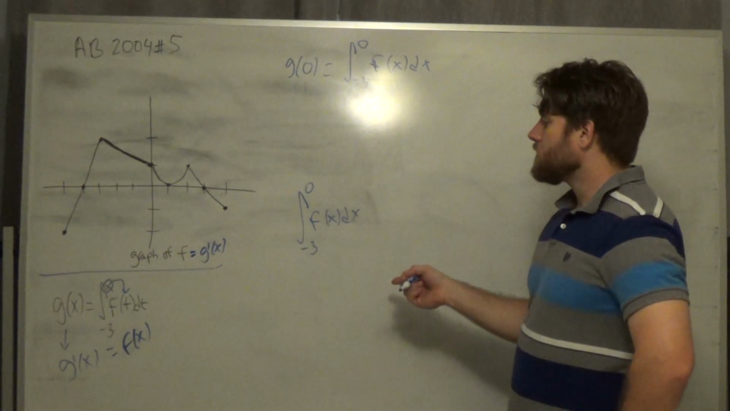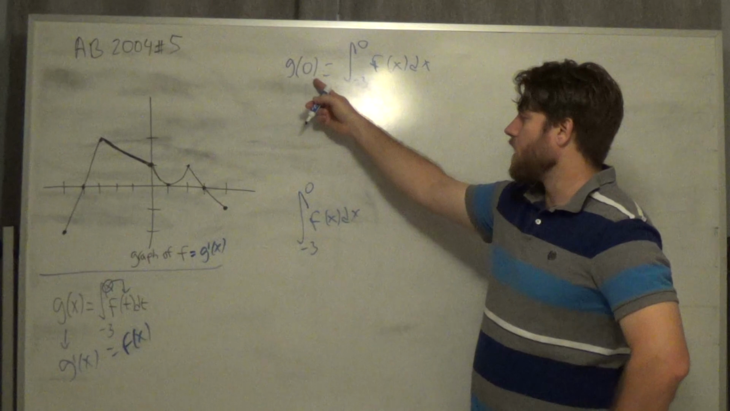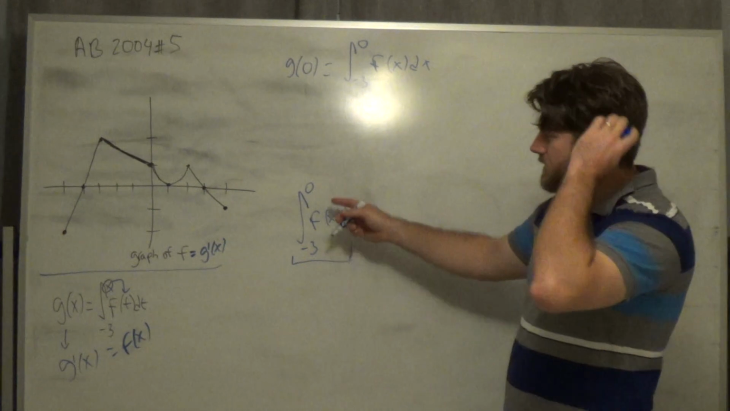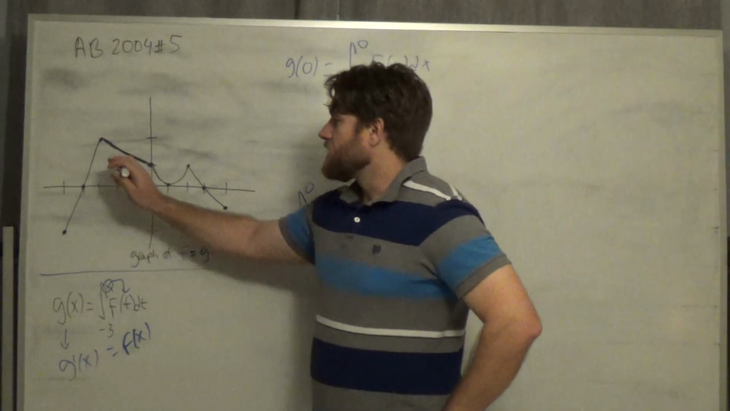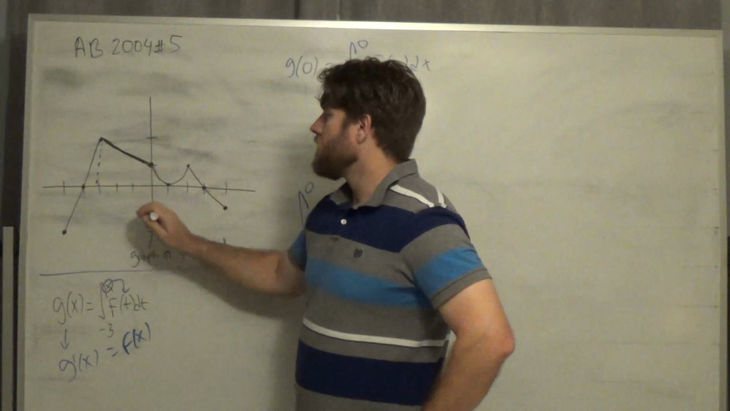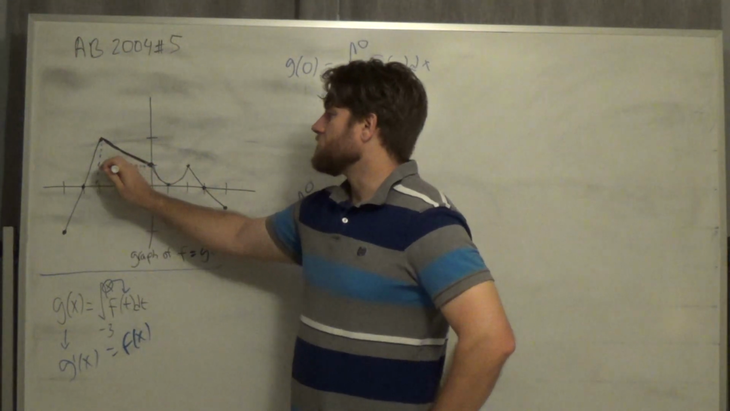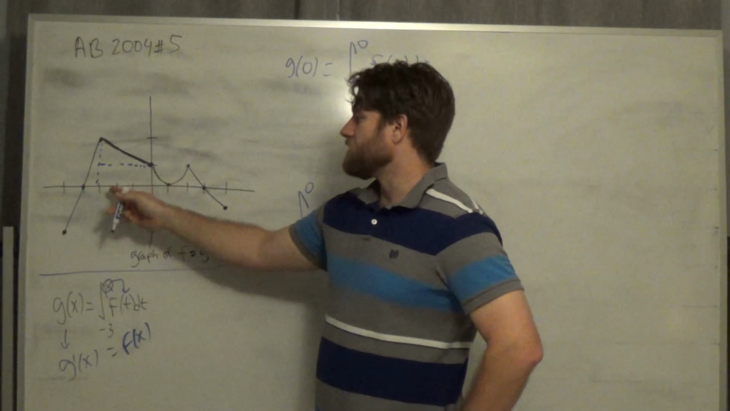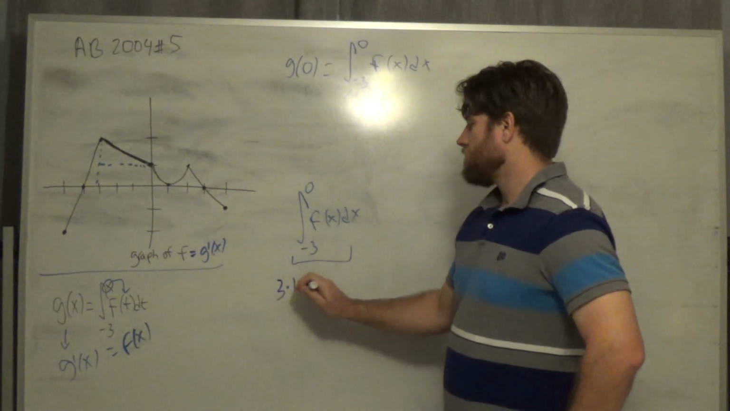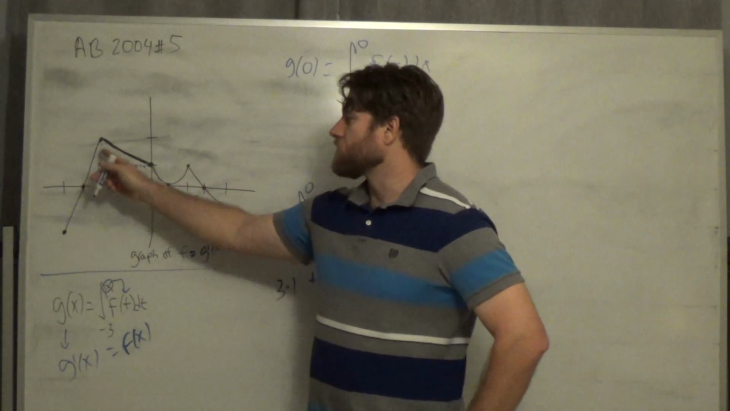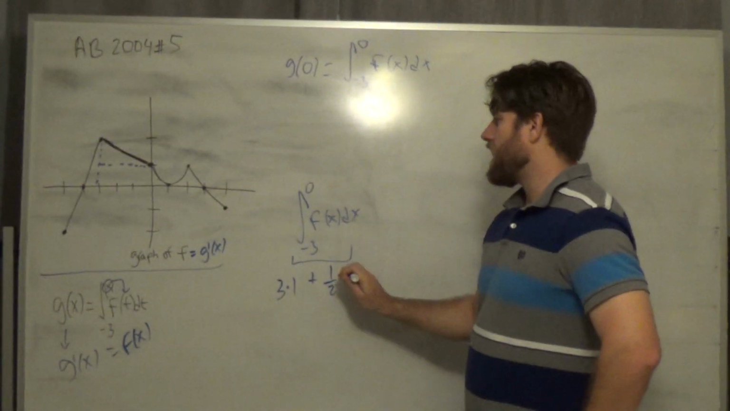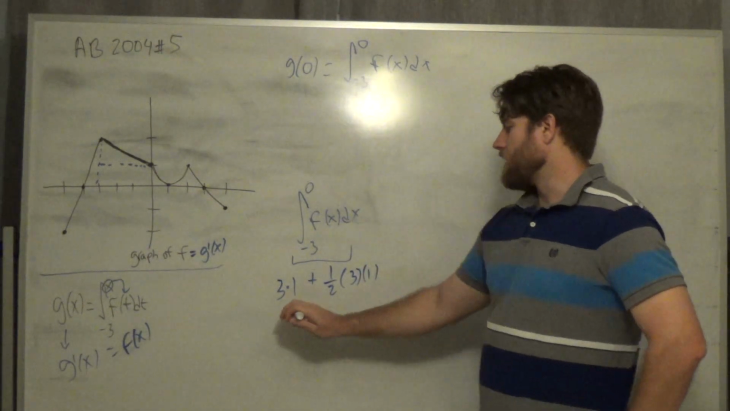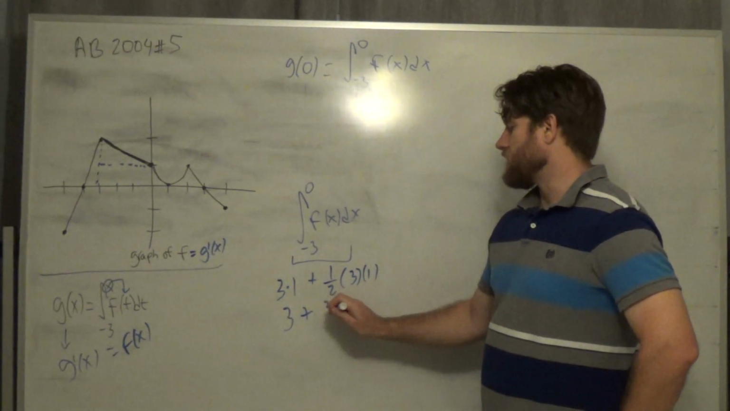Okay, so all we're trying to do in this problem is find the area. g of 0 will be this area right here. So the area from -3 to 0. So here's -3, here's 0, and what I would probably do is break this up into a rectangle and a triangle. So that rectangle is 3 times 1 plus this triangle, it's 1/2 base times height, so it's 1/2, the base is 3, the height is 1. So here I get 3 plus 3/2 or 1.5.